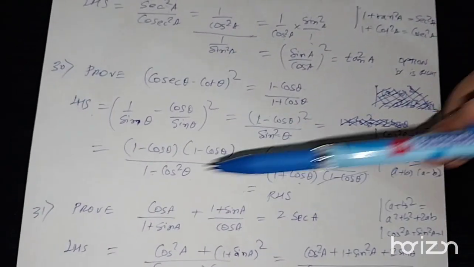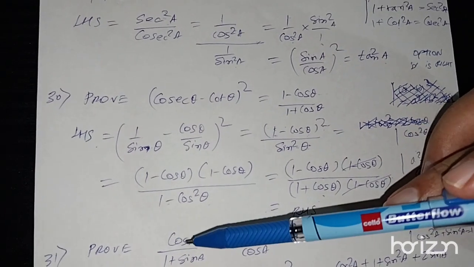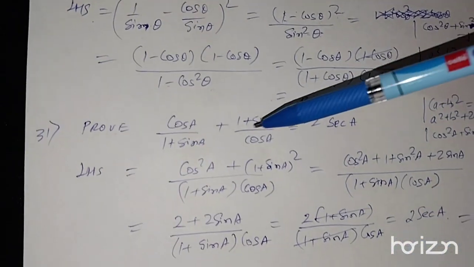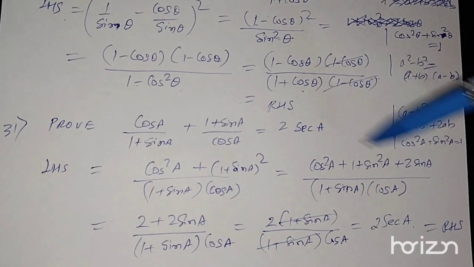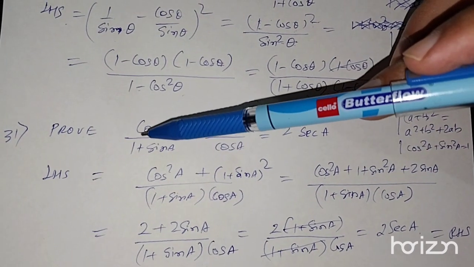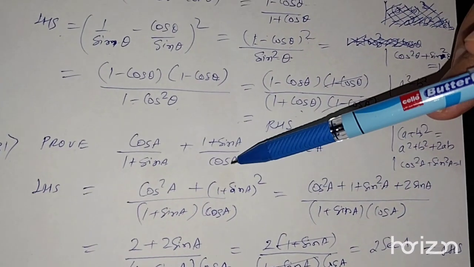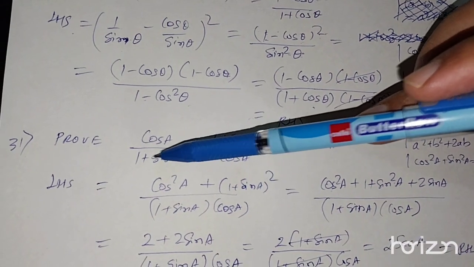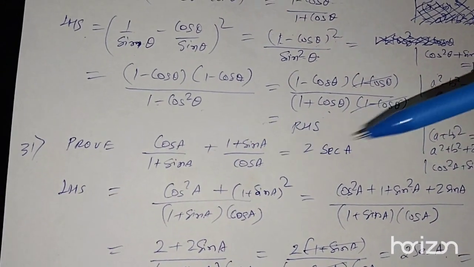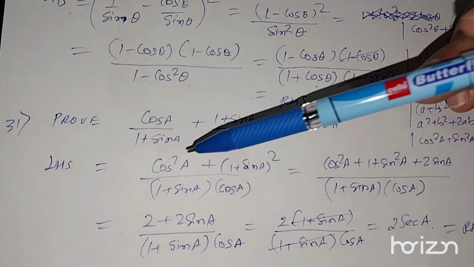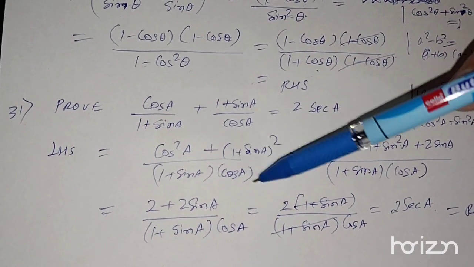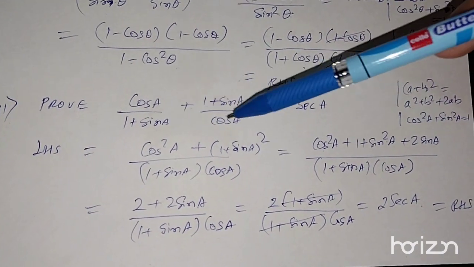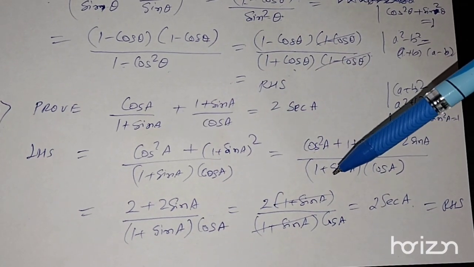Okay, so let's look at the next problem. Cos A divided by 1 plus sin A plus 1 plus sin A divided by cos A, prove that it is equal to 2 secant A. Okay, so if you take the LHS to add these two, these denominators are different. 1 plus sin A is different, cos A is different, isn't it? So we have to take an LCM. What is the LCM? LCM is nothing but 1 plus sin A into cos A, right? If you multiply these two terms, that is the LCM.